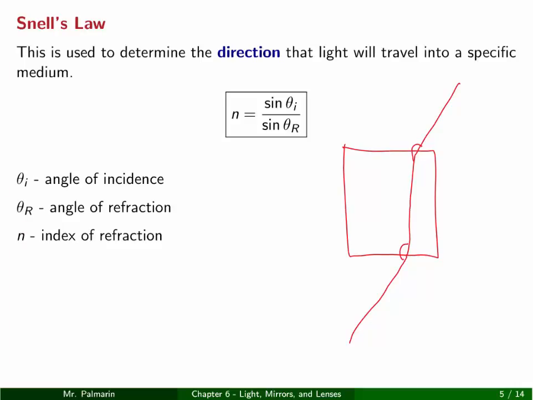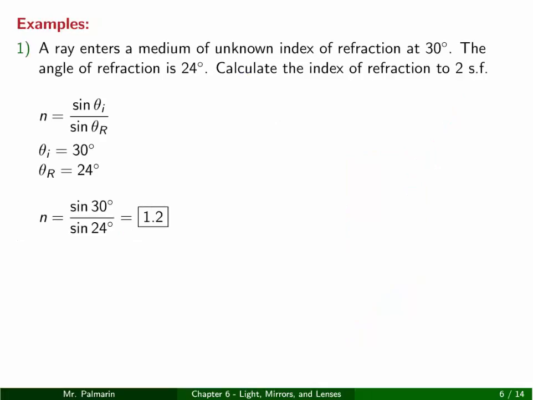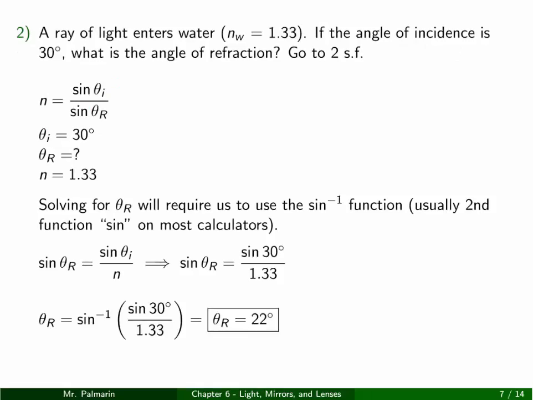Now Snell's law is sine of theta i, which is the angle of incidence, over sine of theta r, which is the angle of refraction. n is, of course, your index of refraction. So in these following examples, we make use of this formula. I can either get you to solve for these angles, or n. If you need to solve for the angle, you'll have to make use of the inverse trig function of sine, okay, sine inverse or arc sine. And so you can go through these examples.